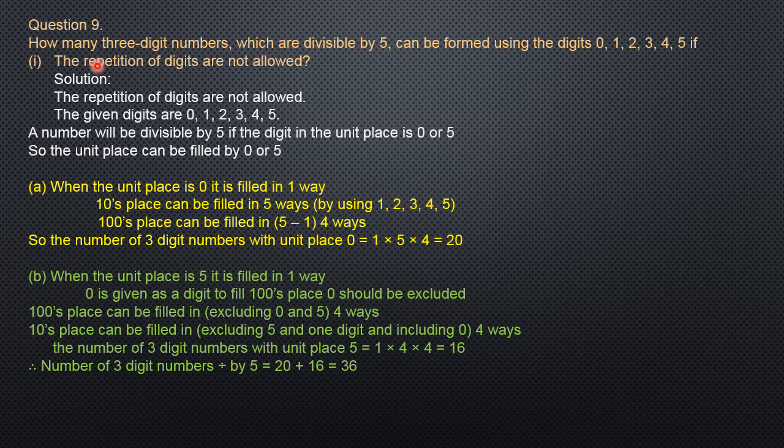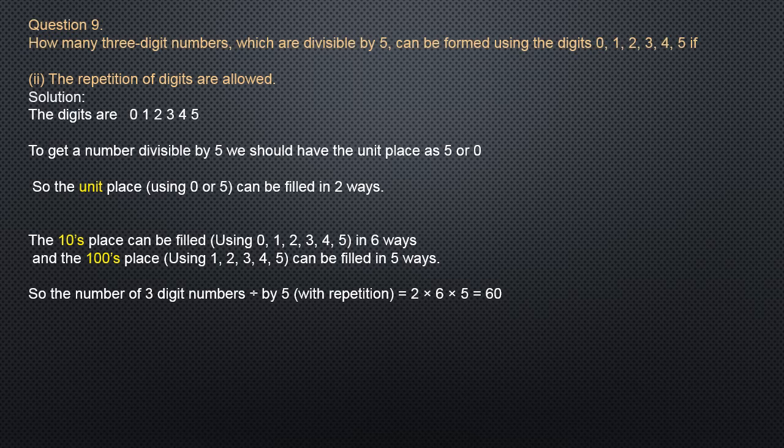Next, with repetition. Now, question number 9. How many 3-digit numbers which are divisible by 5 can be formed using the digits 0, 1, 2, 3, 4, 5? There are 6 digits here. Now we want to make a 3-digit number but divisible by 5. That is important. So how many numbers are possible by using these digits if repetition of the digits is allowed? In the first subdivision repetition of the digits was not allowed, but now it is allowed. So come to form the number.